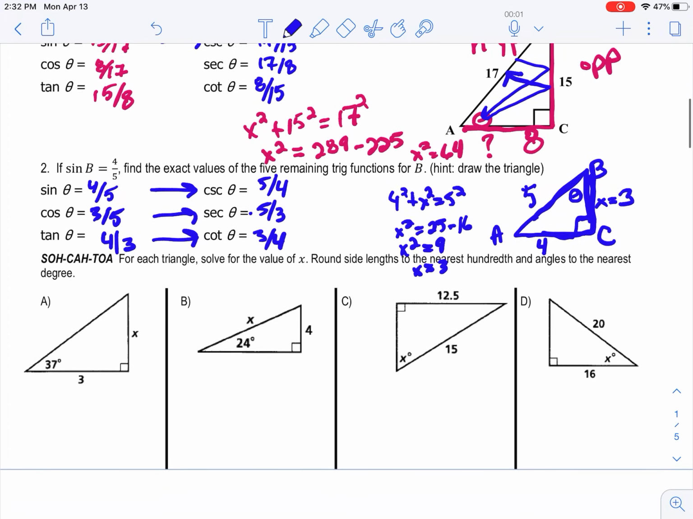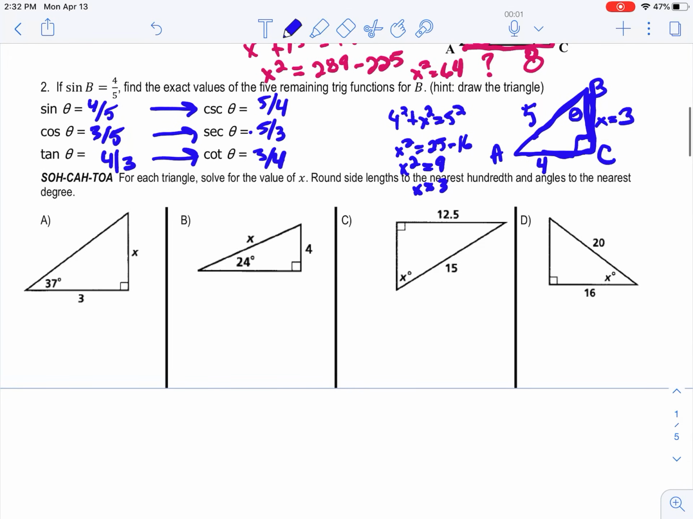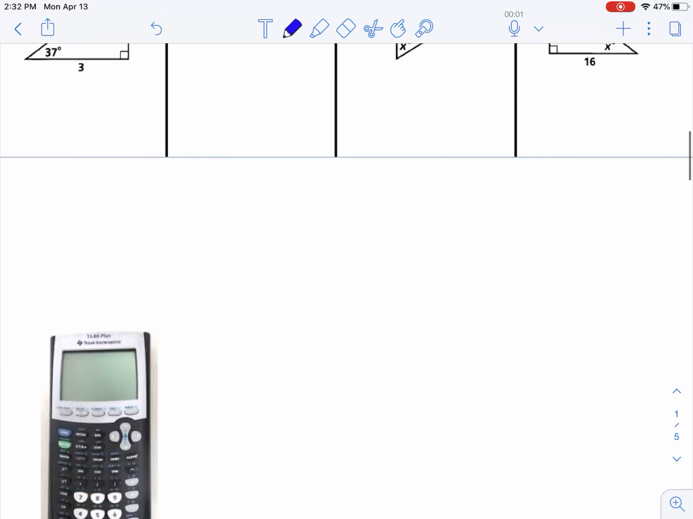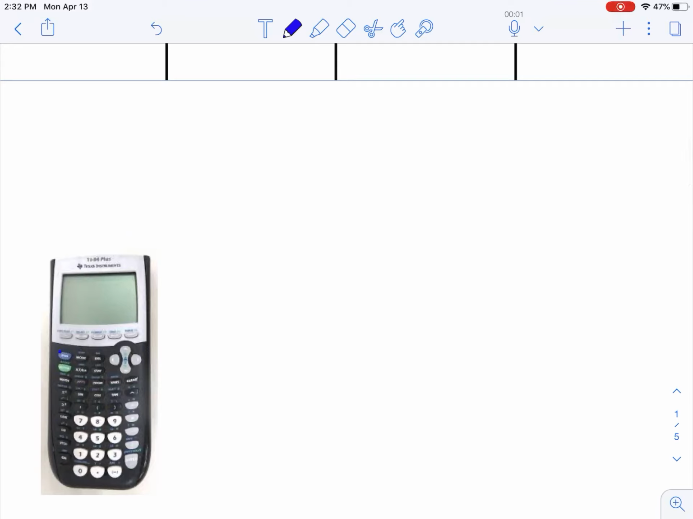These next ones are a review from geometry of how to solve. Okay. So first off, we need to make sure that our calculator, we need to hit the mode button, and on this screen, the second row says rad, degree, whatever. You want to make sure that the degree is the one that's filled in. You want it to be in degrees.